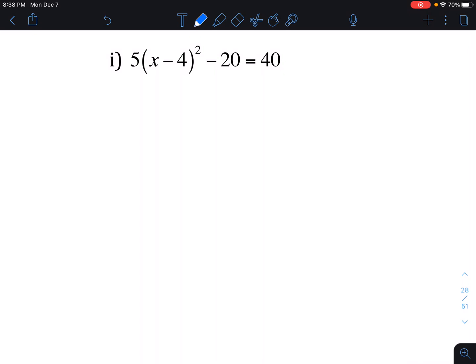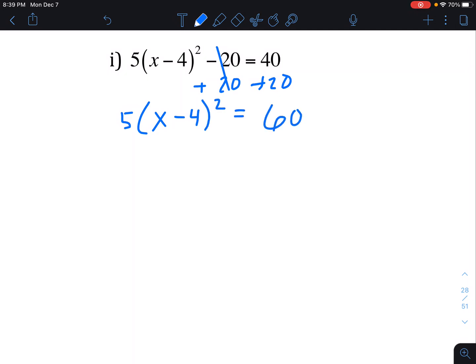Okay, next one. Let's work on getting the parentheses squared by itself. We got to get rid of two things first. First, we got to add 20. And by the way, please don't distribute that 5. That's not in any of our procedure today. You cannot distribute through parentheses when the parentheses has a squared with it. That's a gigantic rule that not a lot of people know. I'll repeat it again: you cannot distribute with parentheses when the parentheses has an exponent.